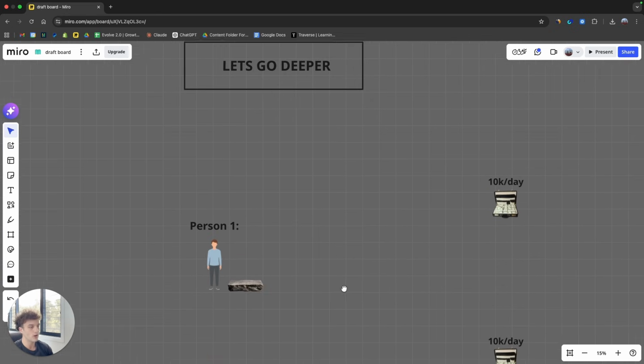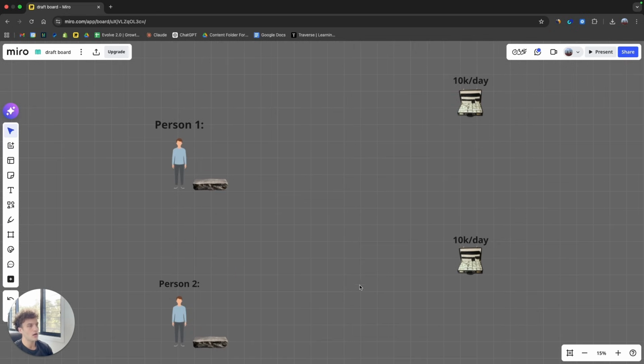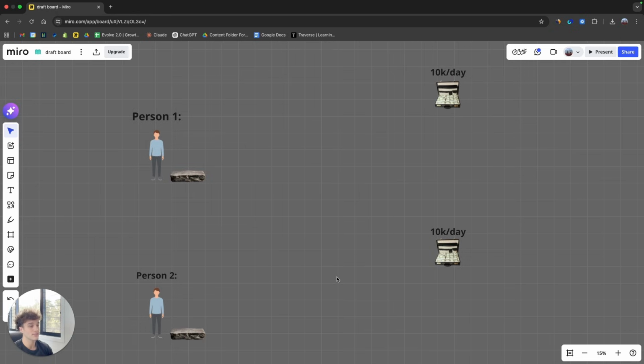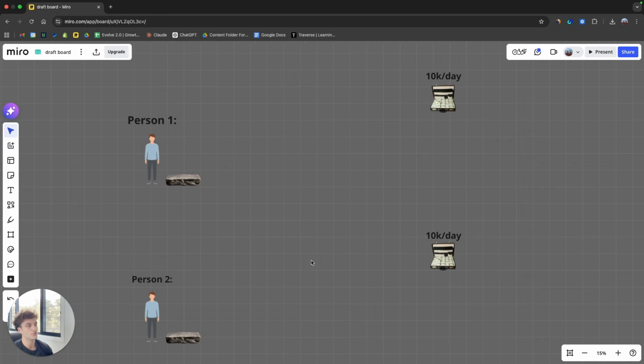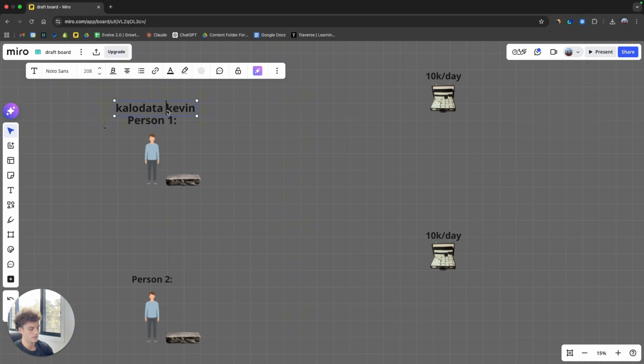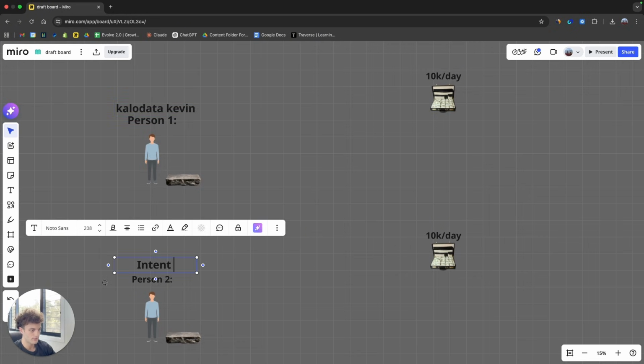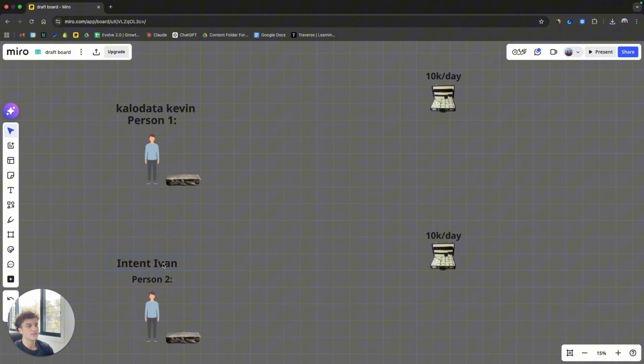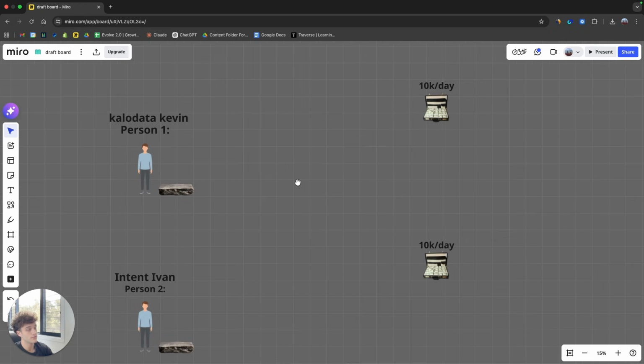So let's go deeper. Now, here is an analogy that I made. Probably not the best analogy, but I just thought of it off the top of my head. There are two people here. Let's say this person is Calidata Kevin, and down here we've got Intentful Ivan. Hopefully this paints the difference between testing with Calidata and actually being able to utilize this intentful testing system.